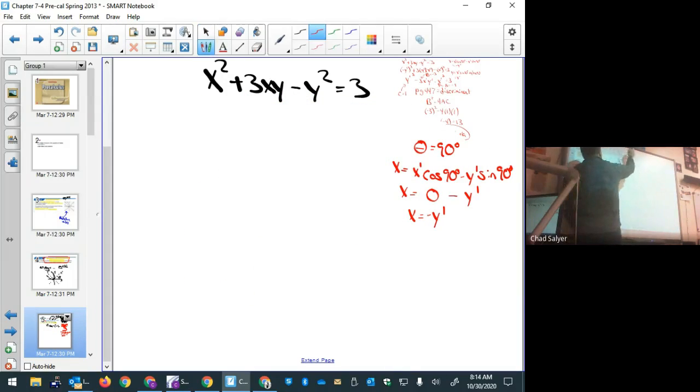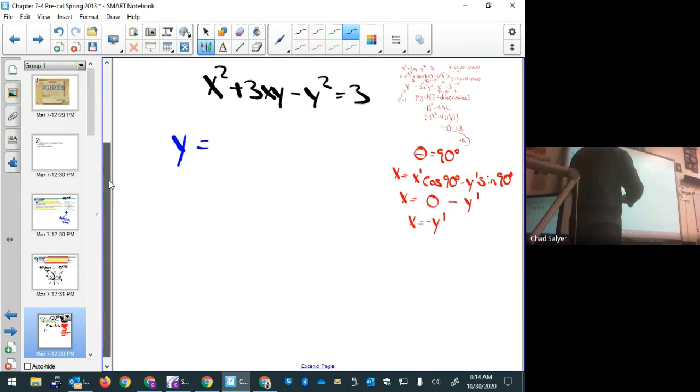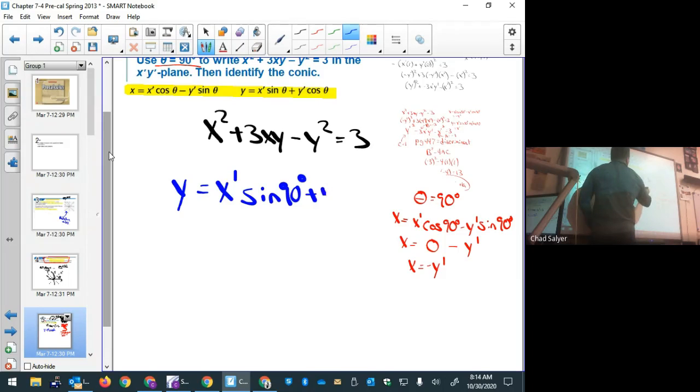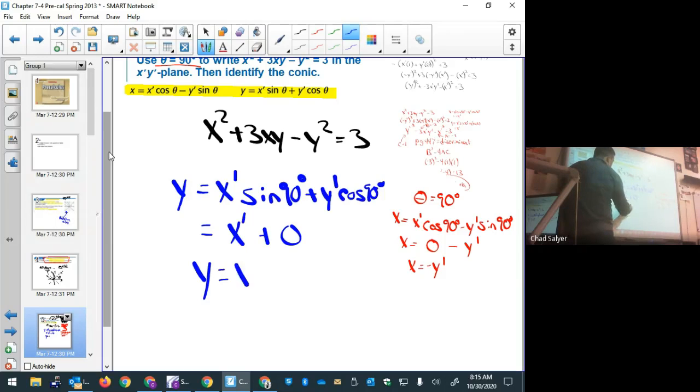Almost trivial. And then y equals x prime sine 90 degrees plus y prime cosine 90 degrees. Once again, that second term just becomes 0. So x prime times the sine of 90, that's just x prime plus 0. So y equals x prime.